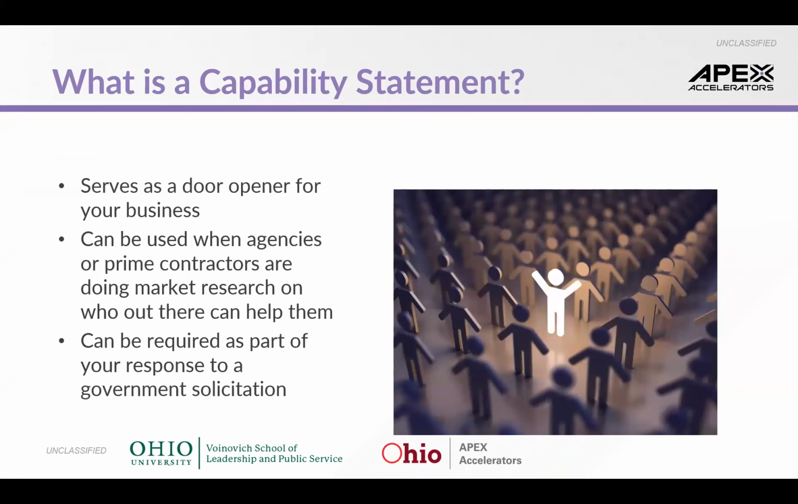First of all, our definition of what is a capability statement. It serves as a door opener for your business when you're going after government contracting. It's used a lot when you're talking to agencies or prime contractors for government agencies, when they're doing market research, when they're looking for what kind of small businesses out there, women-owned small businesses out there that could help them out in doing what they need to have done. And oftentimes you're going to see it as a requirement of a solicitation, or when the federal government sources sought notice, when they're looking at, they're going to be asking for this capability statement from you.